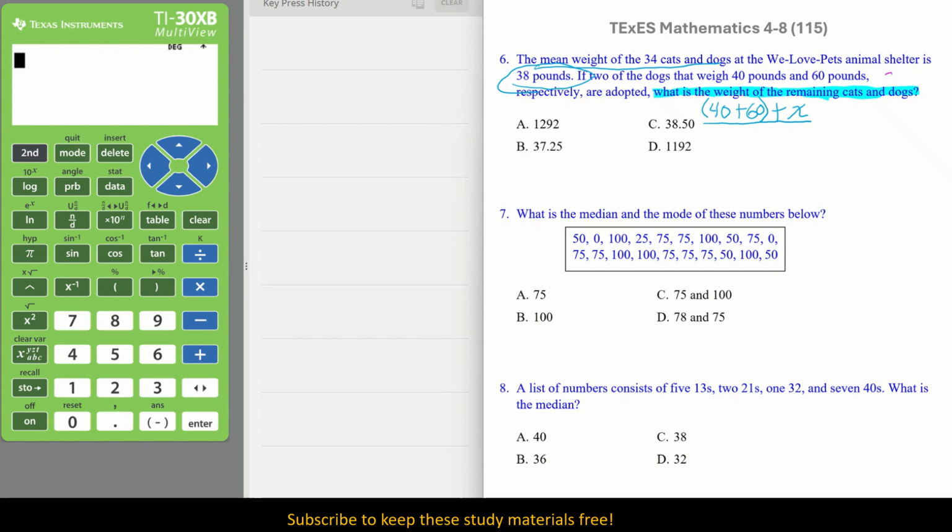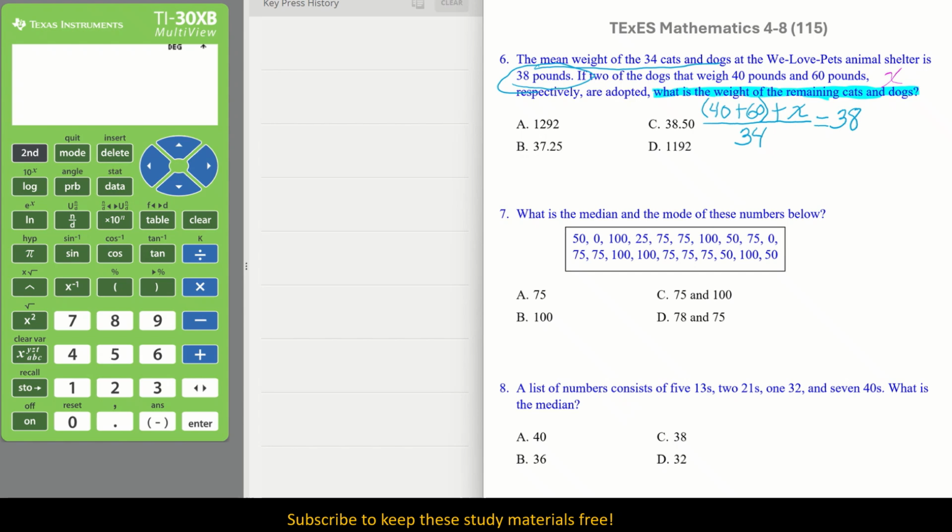Now, this would be all of them added up, divided by how many dogs and cats. Well, they told us how many: 34. And when we calculate that average, they're telling us it's going to be 38 pounds. Okay, so do a little algebra, and then that's what we're going to put into the calculator. Let me change colors.